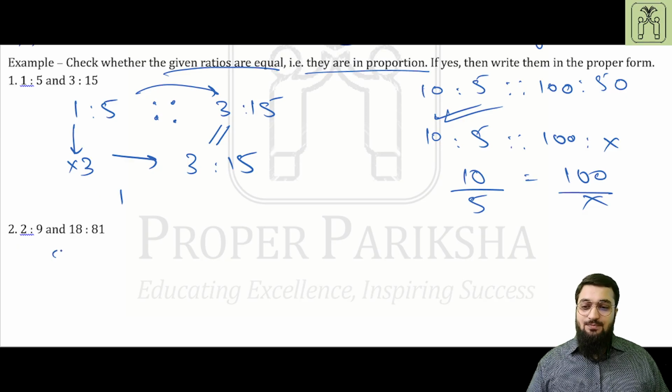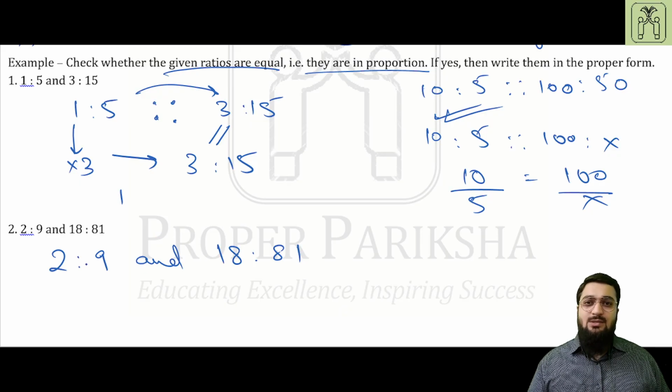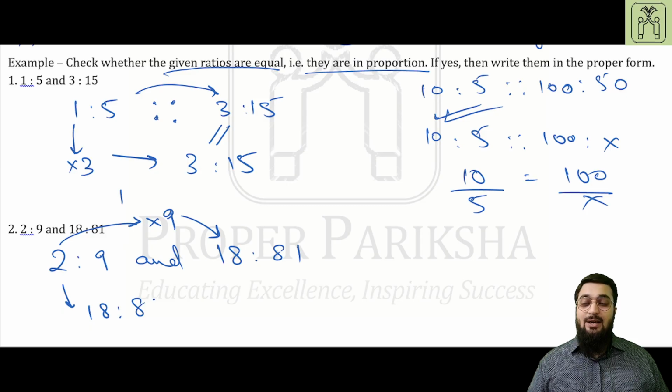Coming to the next question, 2 is to 9 and 18 is to 81. So how can we make them similar so that we can compare? One term can be made similar, and that will be, how will 2 be 18? It will be by 2 into 9 is equal to 18. So we'll just write 18, and 9 into 9 will also be done. That will make it 81. And we see that 18 is to 81 is equal to 18 is to 81. Therefore, they are in proportion, and the 'and' will be omitted, and either this symbol or this symbol will be used. Either of them will be used.